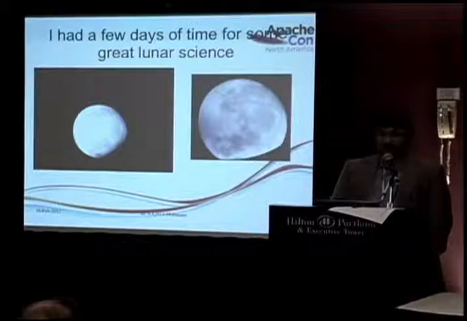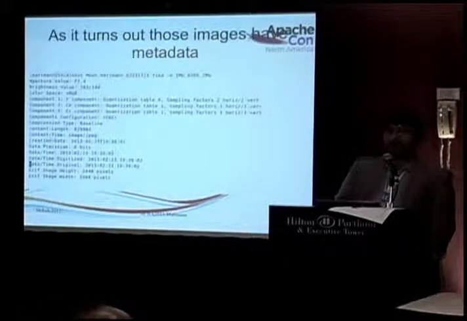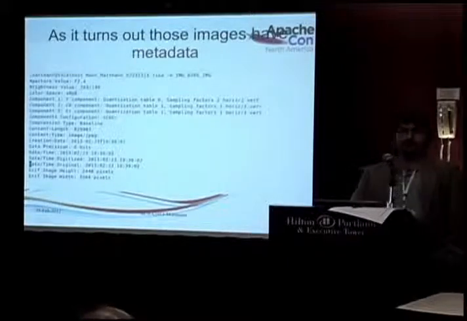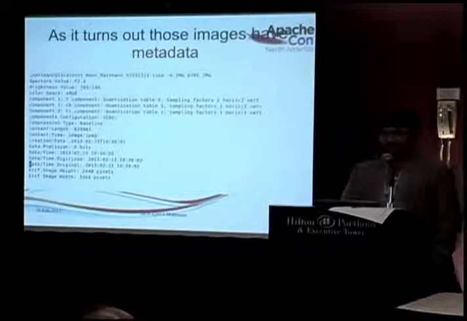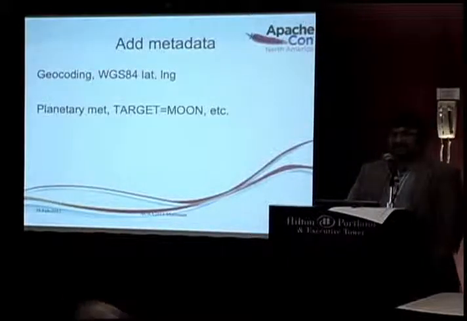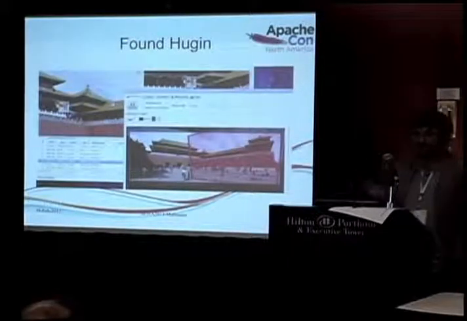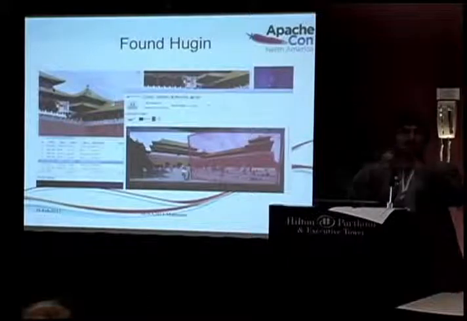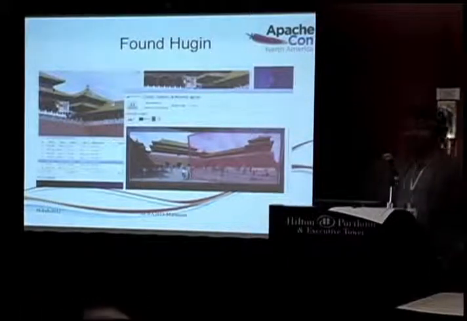And I spent the better part of... well, these images have metadata, this is the metadata that comes with them from EXIF and from a bunch of other things. I was going to use this metadata to make a decision and do something awesome, and then I was going to geocode it and put planetary metadata on it. Then I found this Huggins thing, which stitches lunar images together, and I was going to make LMMP all over again.